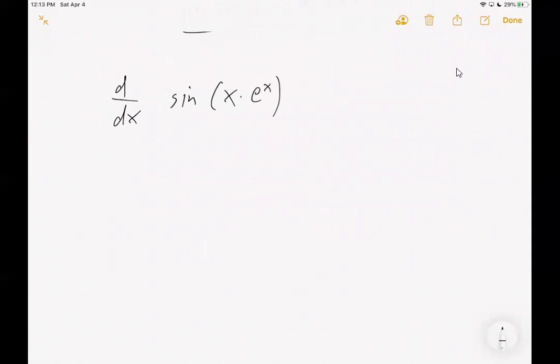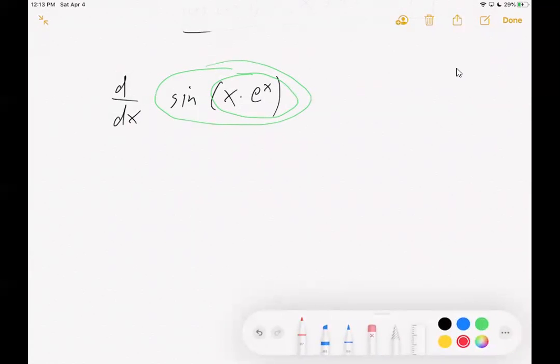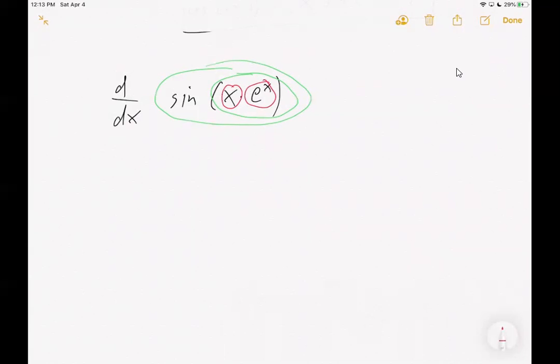Okay, so why is this trickier? Well, this is not a product on the outside, it's a product on the inside, right? So the first thing we have is a composite function. So we have the sine of x times e to the x, and then that's a product. x times e to the x is a product. So we have a product inside of the composite, all right?